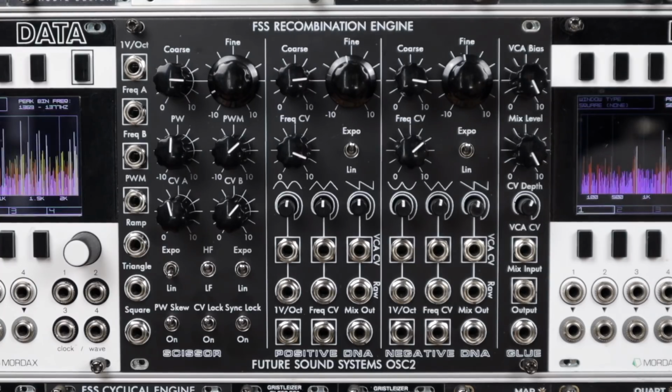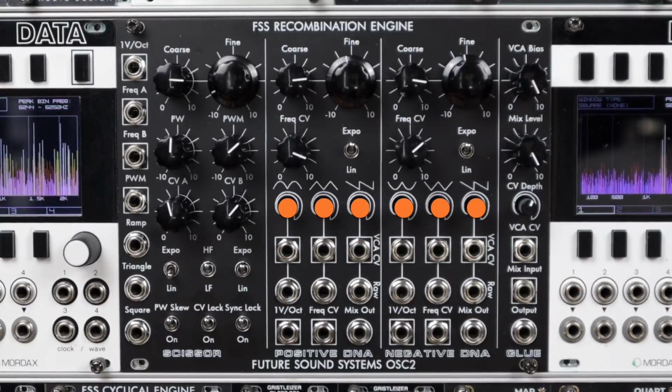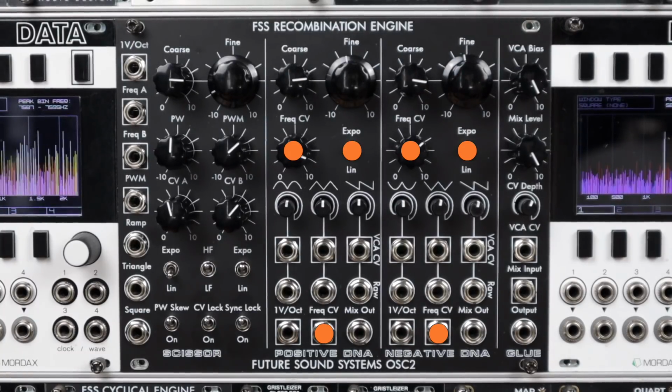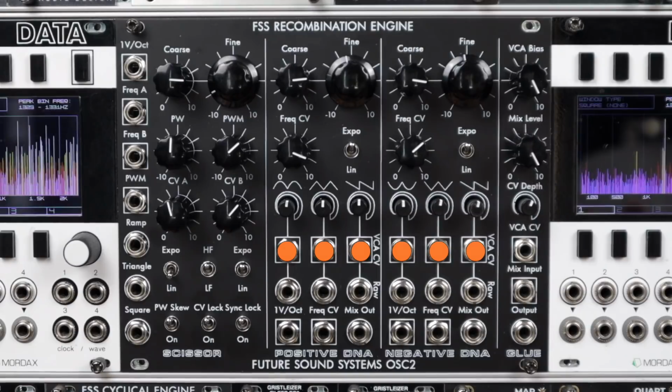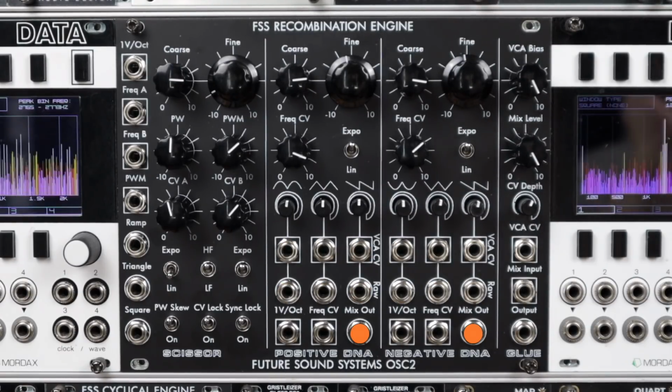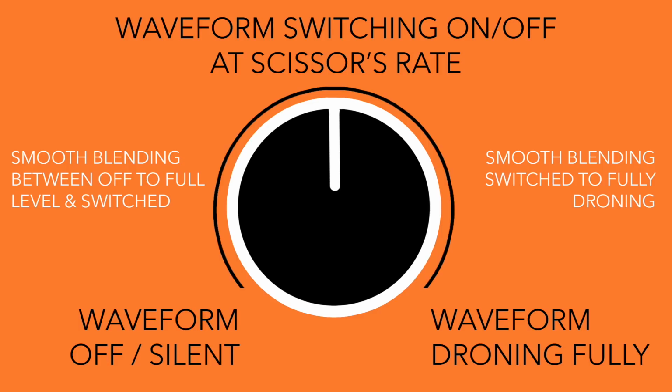Now, these can be used independently, and they've got sine, triangle and ramp waves on their own, both on the positive and negative side, their own coarse and fine tune, FM with exponential or linear response, frequency input, VCAs over the waveform levels, raw outputs, and a mixed output. The VCAs and the mixing works really nicely in that their levels go from being off to fully switched at the rate of the Scissor at 12 o'clock, and then to fully droning from 12 up to full. So we get some unique audio rate switched waveforms or just droning waveforms.